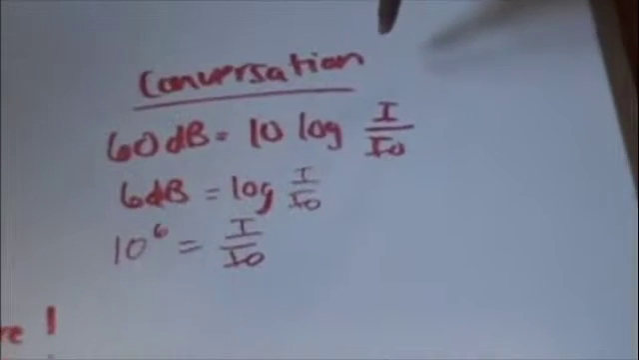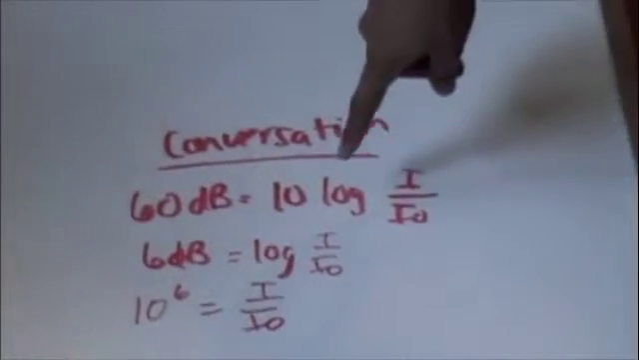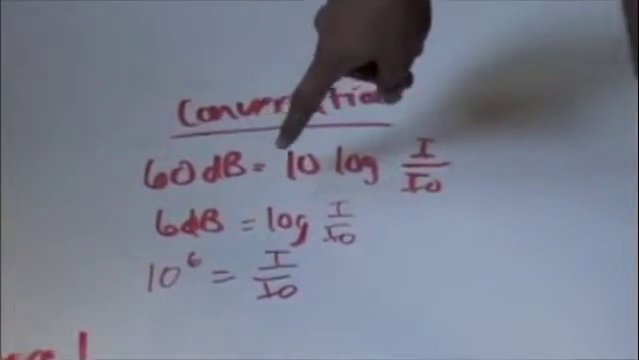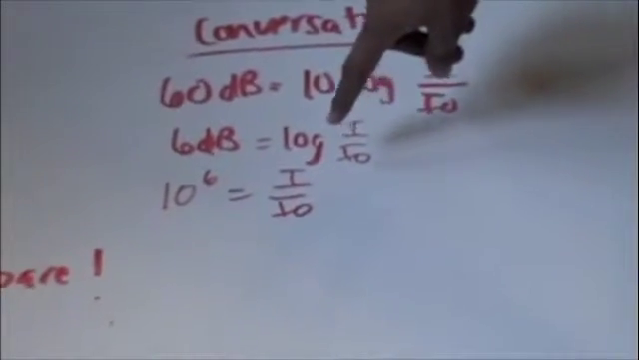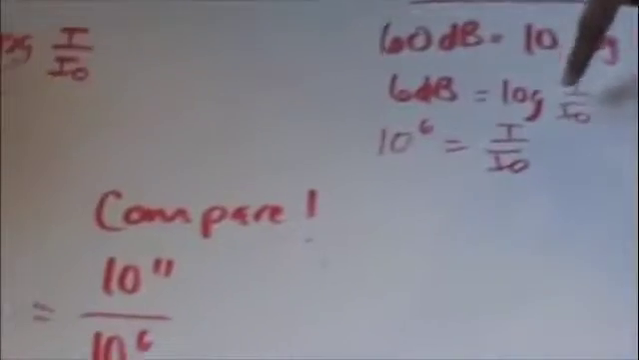And then here's the loudness of the conversation. 60 decibels equals 10 log I over IO. First we divide the 60 by the 10, and we get 6 decibels equals log I over IO. Then we turn it into exponential form and get 10 to the power of 6 equals I over IO.